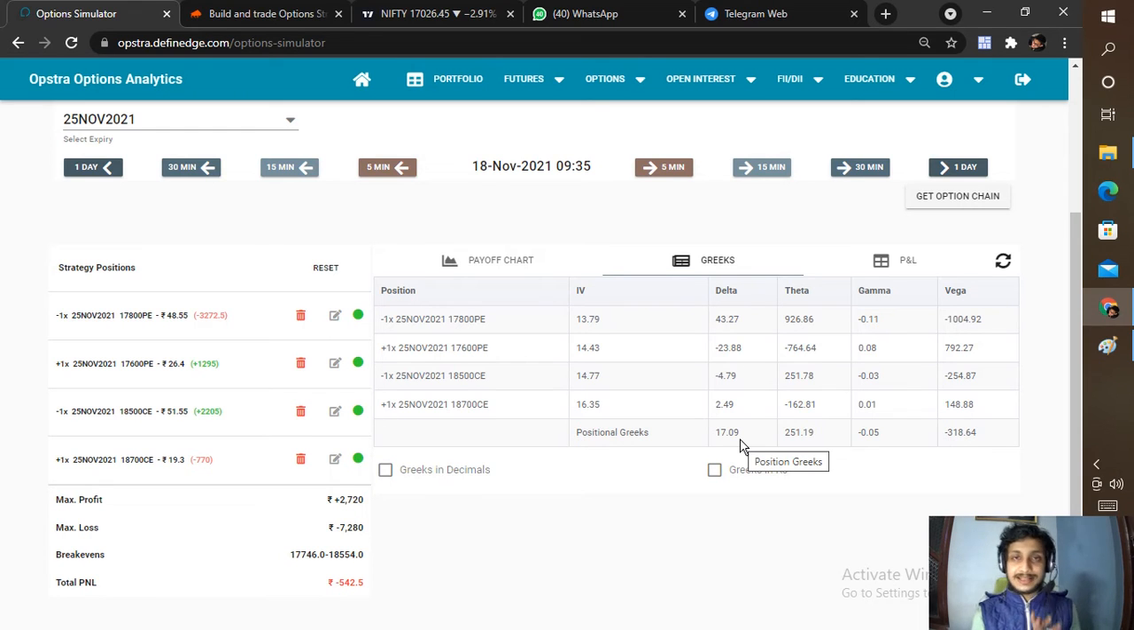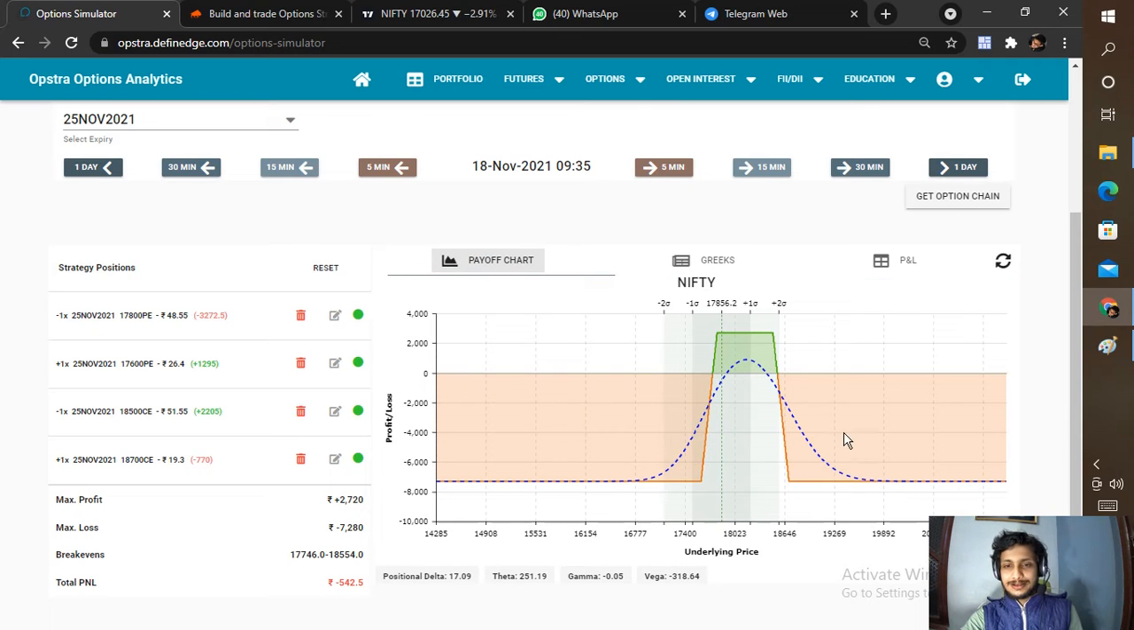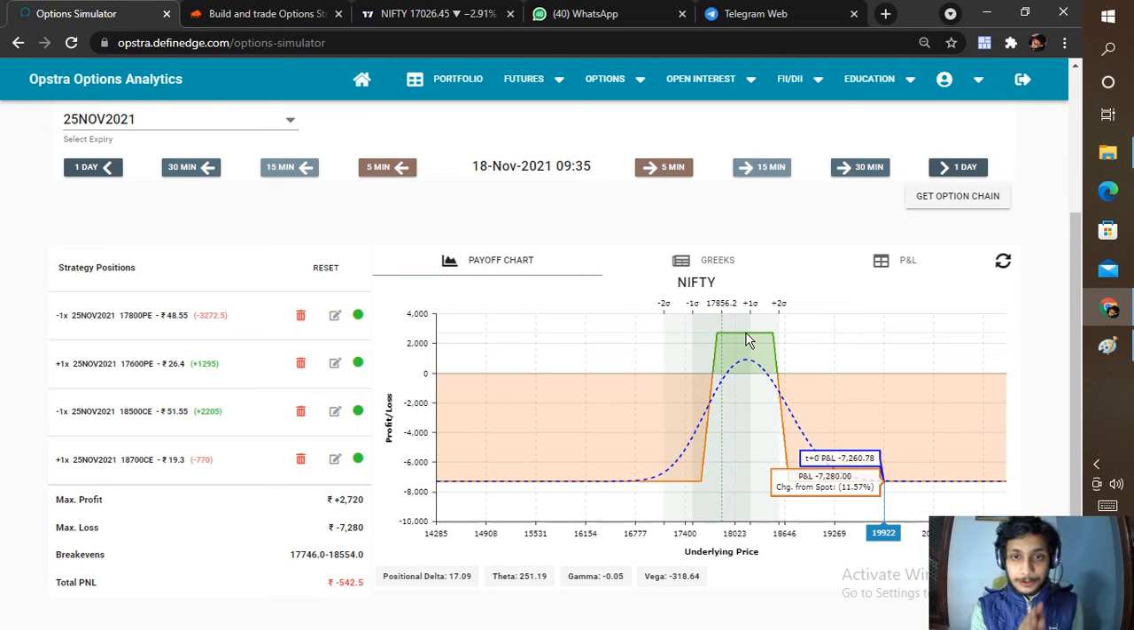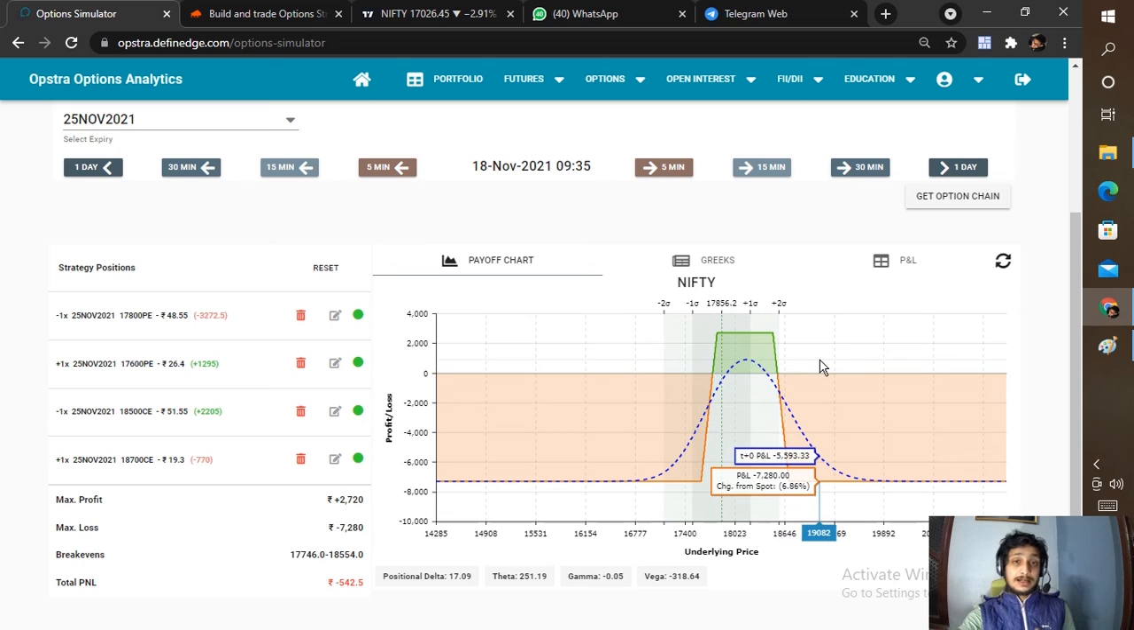So what is the adjustment rule? First you have to check the payoff chart. In the payoff chart we can see that when we had initiated the position, the price line was right at the center of this iron condor. But gradually with the progression of time, as the underlying price moved to the downside, this price line has also moved gradually to the left side. So which one is the untested side here? This side is your untested side. The price line hasn't touched this side.